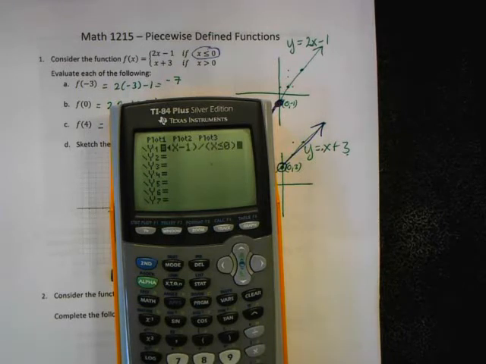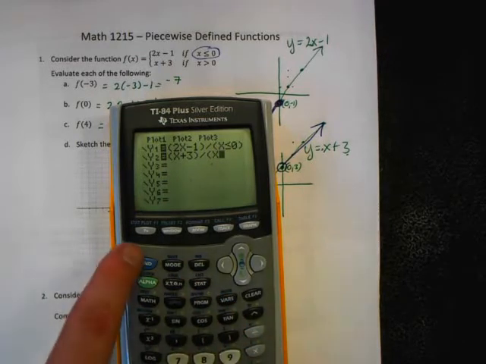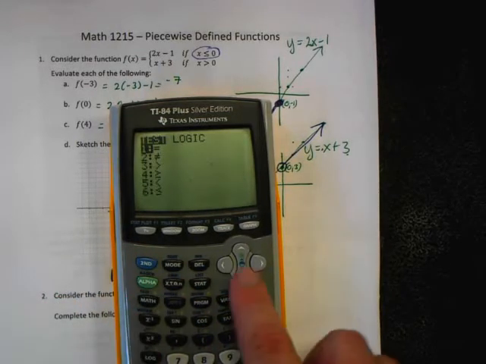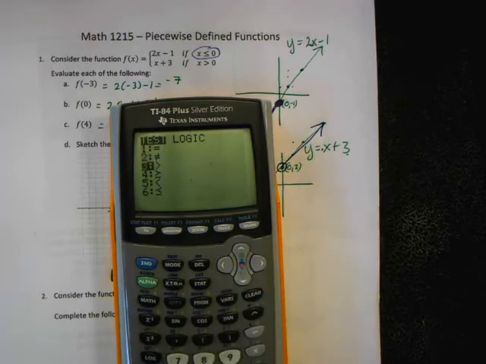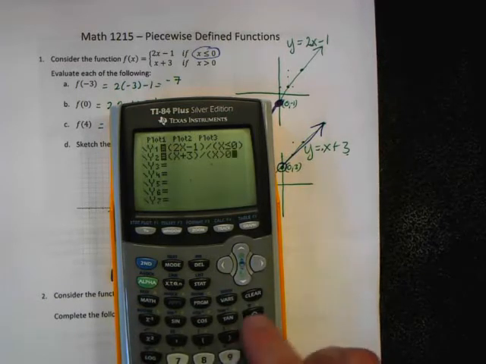So I type that into y1, and then I go down to y2, and I do exactly the same thing. I type in the second part. Again, it's got to be in parentheses, x plus 3, close the parenthesis, divide by, and then another parenthesis, x, go into that test menu, greater than 0.